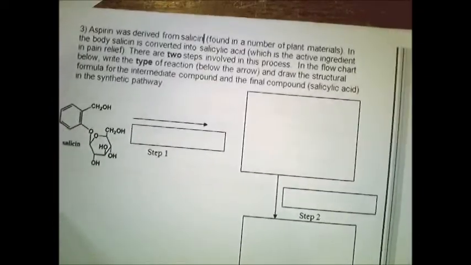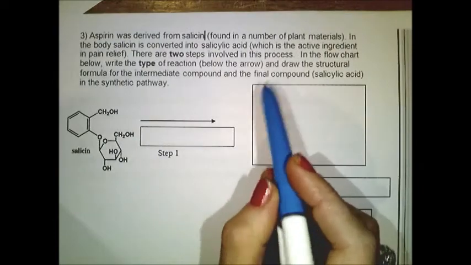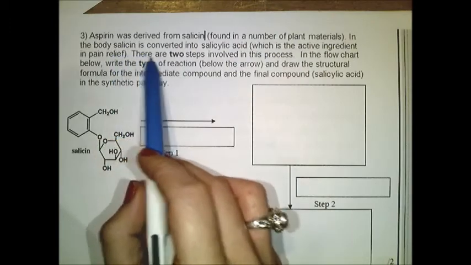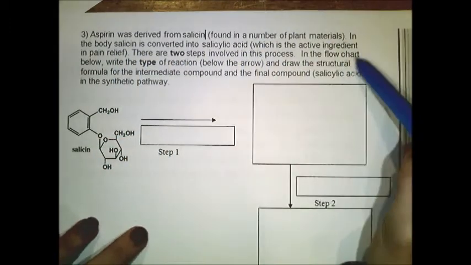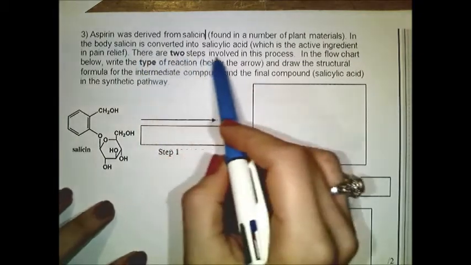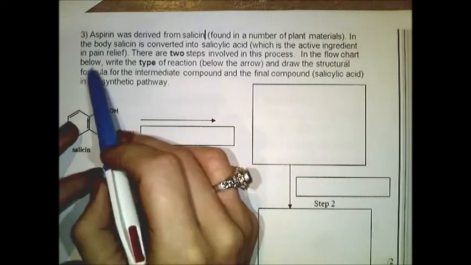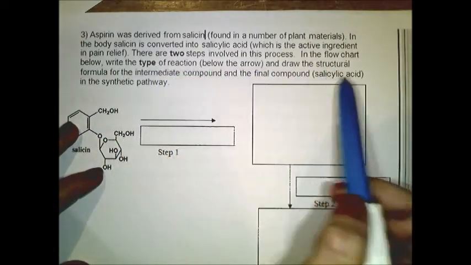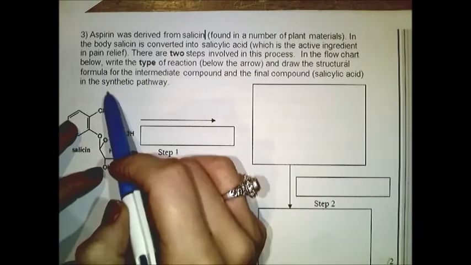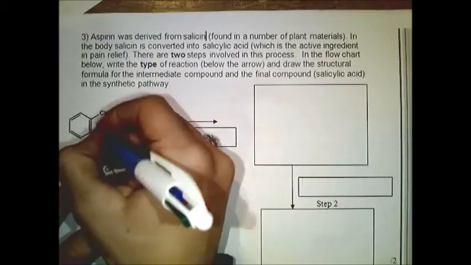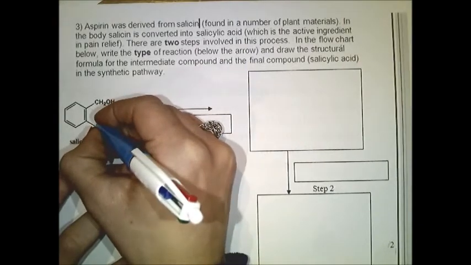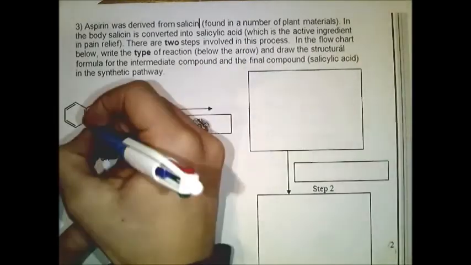So aspirin was derived from salicin, found in a number of plant materials in the body. Salicin is converted into salicylic acid, which is the active ingredient in pain relief. There are 2 steps involved in this process. In the flowchart below, write the type of reaction and draw the structural formula of the intermediate compound and the final compound.